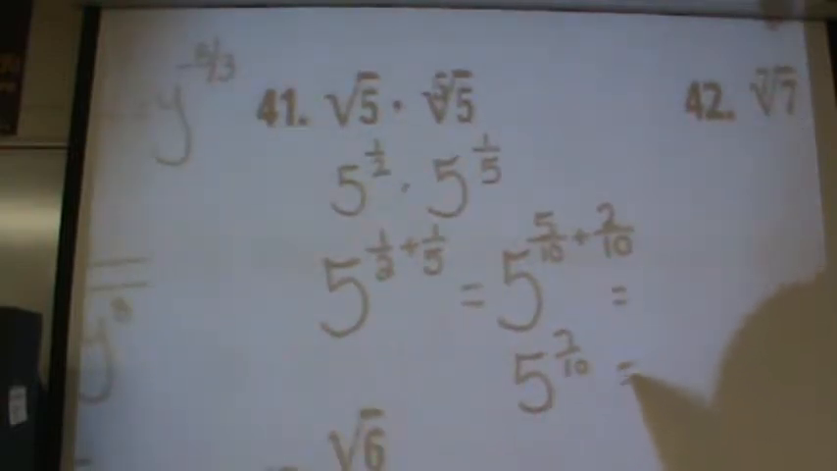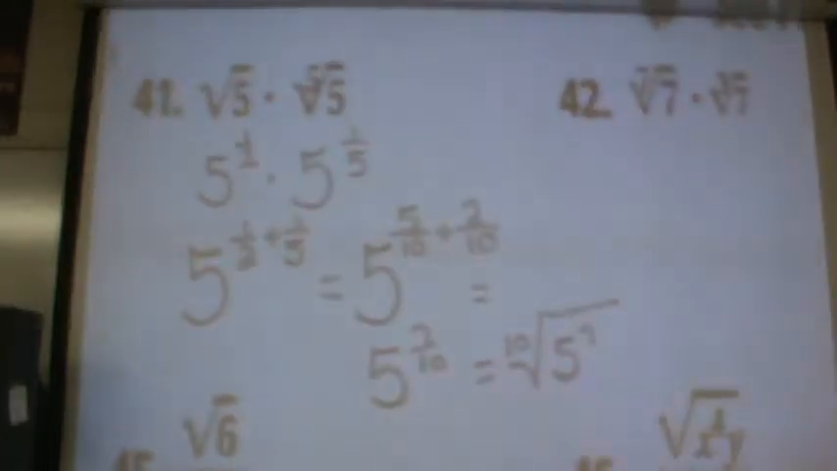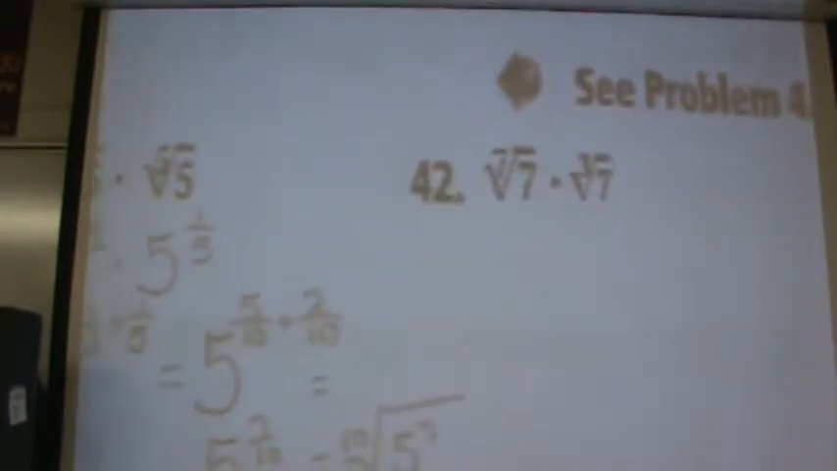Which you could write as the 10th root of 5 to the 7th power. Both of these are good answers. Okay, 42. 7 to the 1 times 7 to the 1. I want you to try this with me. Come on. How do you rewrite the 7th root of 7?